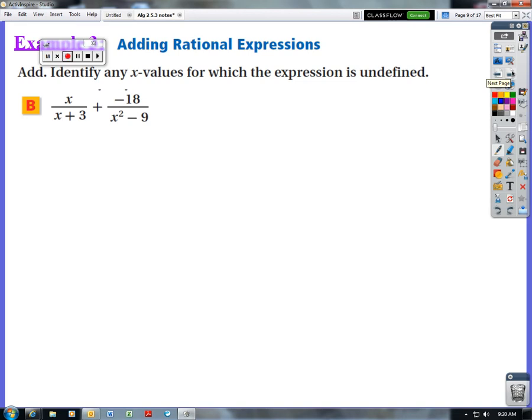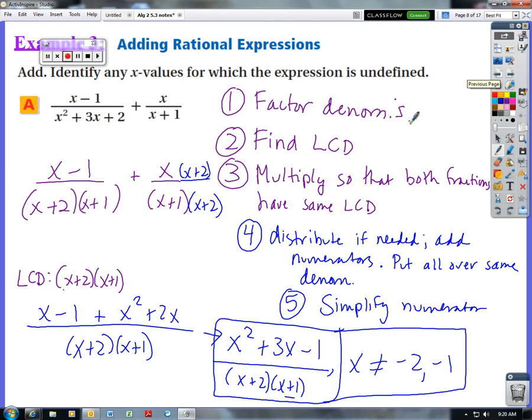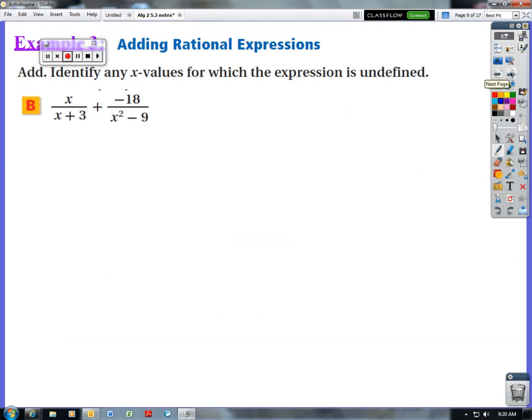So first step is least common denominator. Actually, the first step should be to factor the denominators. Is that what I said? I'm just curious. That's exactly what I said. Factor the denominators. First denominator is already factored. Second denominator, that's a difference of squares. That's x plus 3 times x minus 3. Okay, that was the first step.